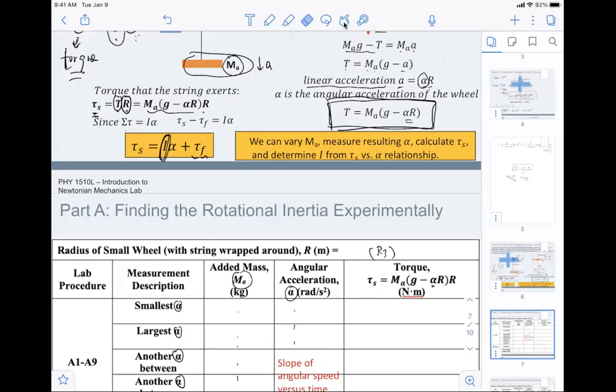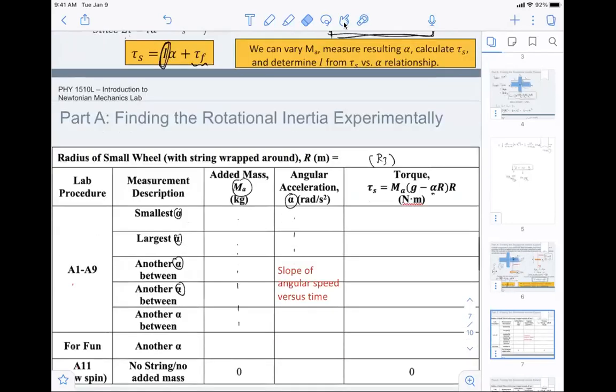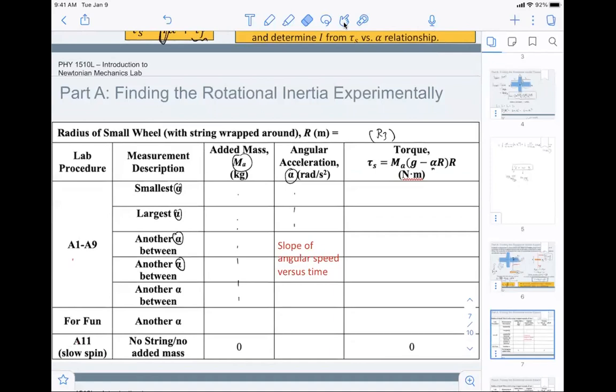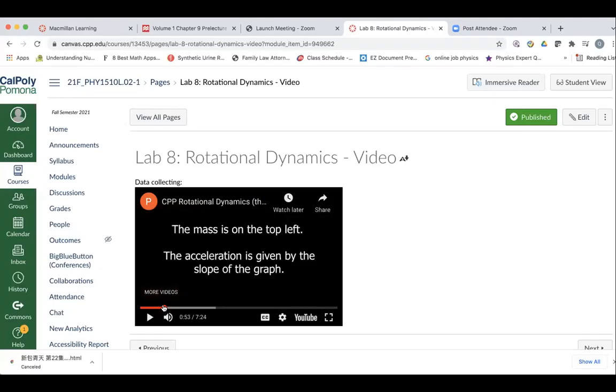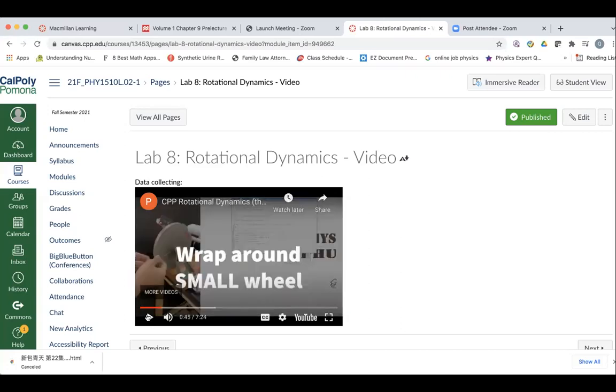So let's take a look at our video to see how we record these different data. So A1 to A9, and they did something for fun. They did do A10 in the video. So step 10, you do not use that. You can ignore the A10 step because that is when you're wrapping everything around the bigger wheel. But we are doing simply wrapping it around the smaller wheel. We're not going to do the big wheel. So that you can just ignore. Let's go to part A. Wrap around the small wheel to see what the data looks like.